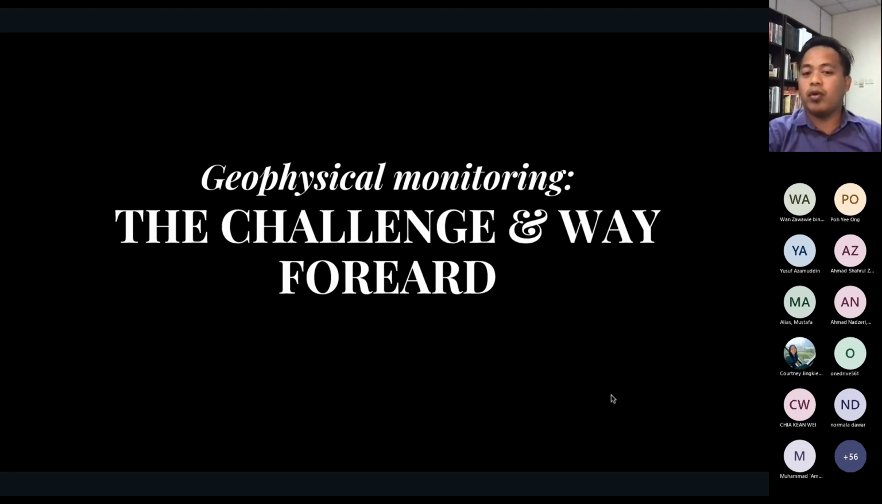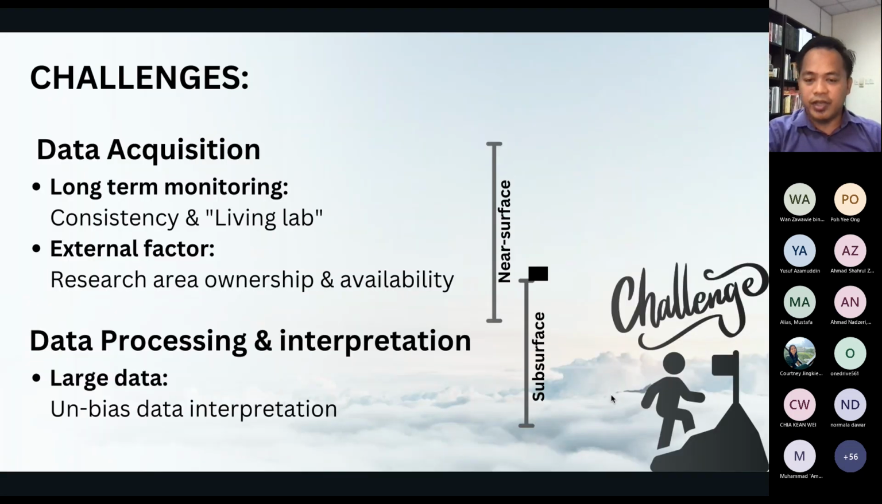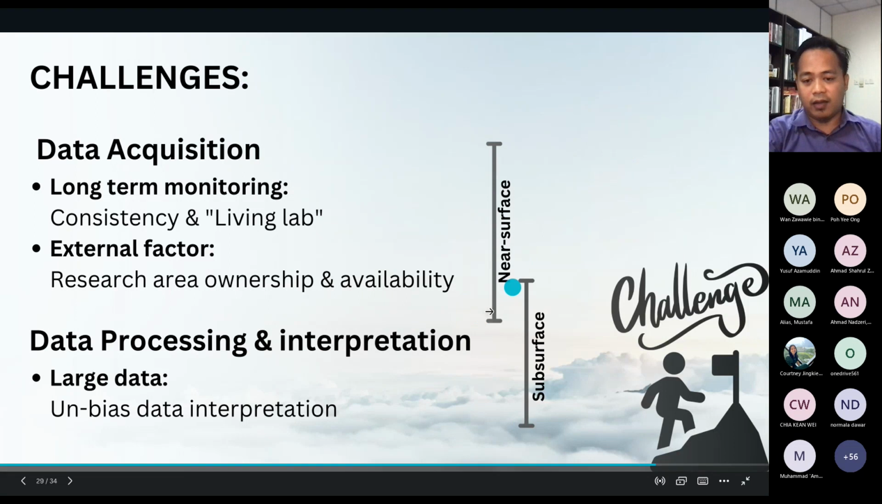Then what are the challenges and the way forward for this? This is some of the challenges. I'm not going to share all of them, because I believe every condition, every exploration, or every geophysical survey has its own challenges. From my experience, the challenge is more on data acquisition, data processing and interpretation. So I divide into two main groups. Basically the near surface has to deal with this, while the subsurface normally has to deal with this.